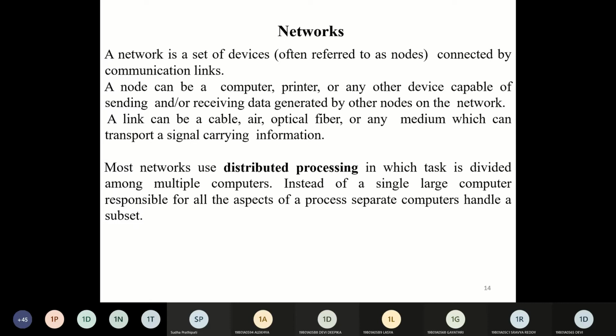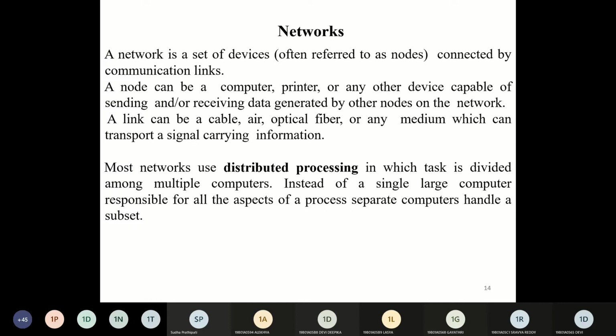So what is a network? A network is a set of nodes or devices connected by communication links. And what is a node here? A node can be a computer, or any device which is capable of generating and receiving data. And what is a link here? A link can be Wi-Fi, which is air, or an optical fiber, or microwave, or a wire cable, which is a medium that can transport a signal that contains information.